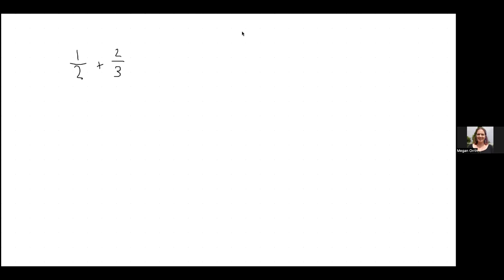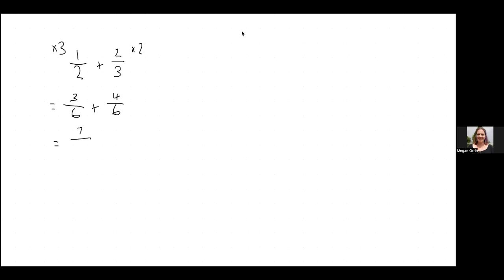Right, let's have matching denominators. So what am I going to multiply this fraction by? And what am I multiplying this one by? Good. So what do I get? Okay, now that they match, I can add them together. So what do I get all together?